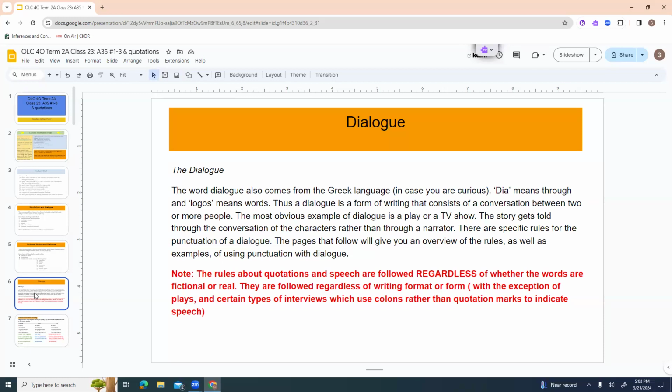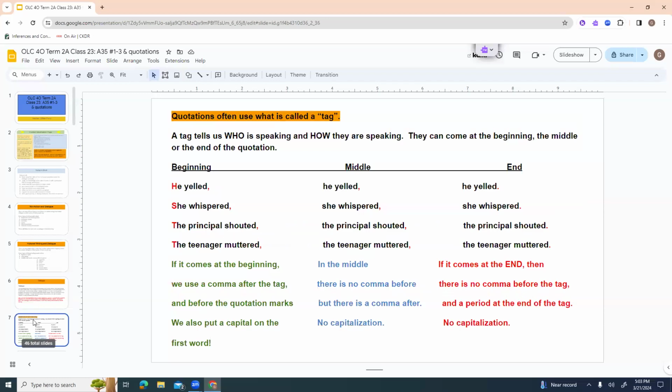So the rules about quotations in speech are followed regardless of whether the words are made up, fictional, or whether they're real. And they are also followed regardless of what kind of writing format you're working with, other than plays and certain types of interviews, which use colons rather than quotation marks to indicate speech. But that's not going to come up particularly in this course. So, just so you're aware if you see that difference.